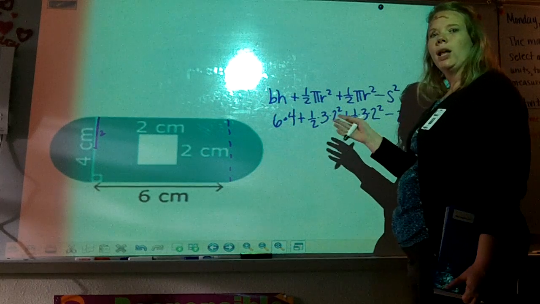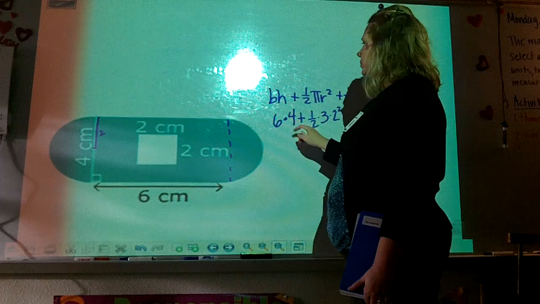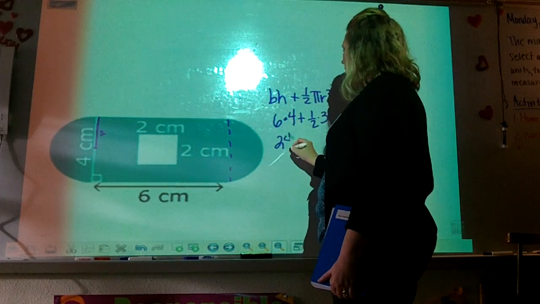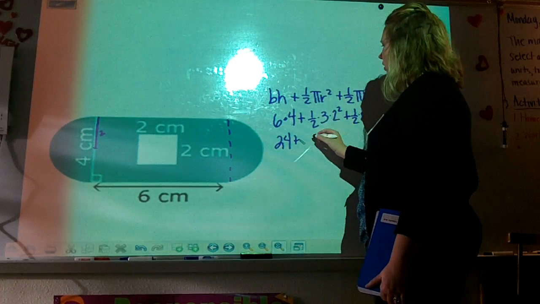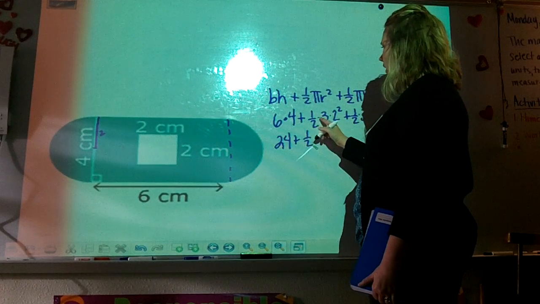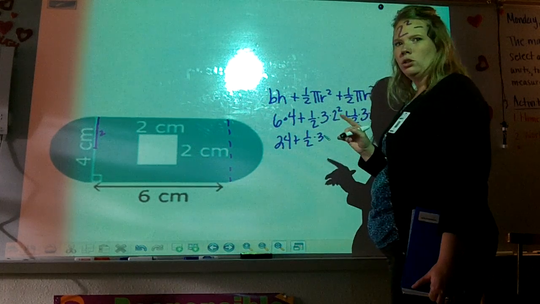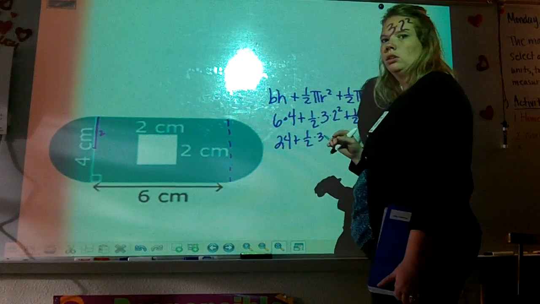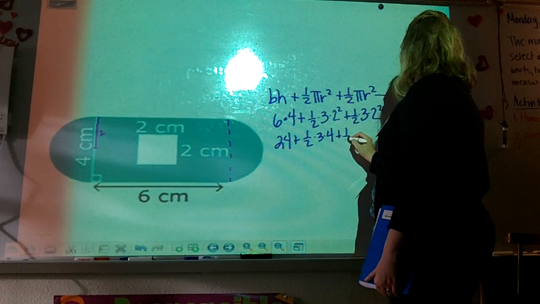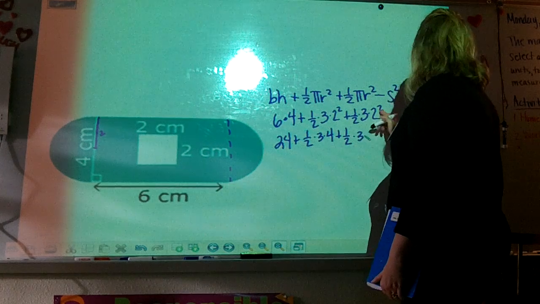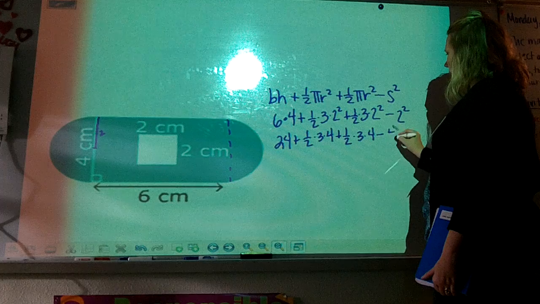Okay, now I need to multiply out these individual areas and then add or subtract. So 6 times 4 is 24. 1/2 of 3 times 2 squared, so I need to leave that as it is. 1/2 times 3 times, what's 2 squared? 2 squared means 2 times 2, which is 4. Plus 1/2 times 3 times 2 squared, which is 4, minus 2 squared, which is 4.